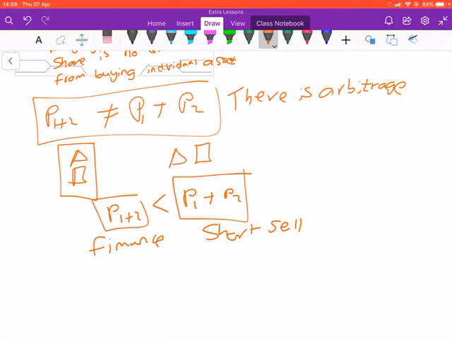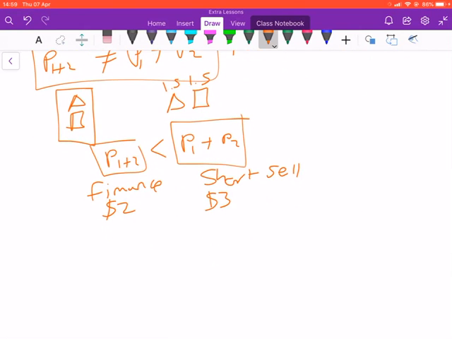And then let's say maybe this one is $3, and let's say it's $1.50 each, so it's going to be $3. Let's say maybe the combined one is $2, right? So you're going to short sell the one which costs $3, and then you're going to finance the one which costs $2. At the end, you will see that you will have a difference of $1, right?